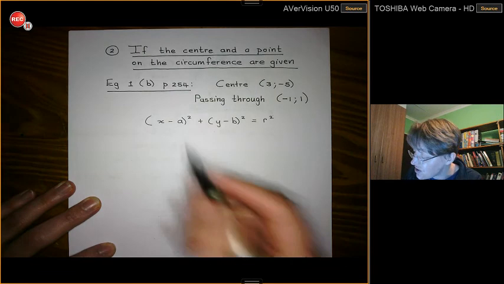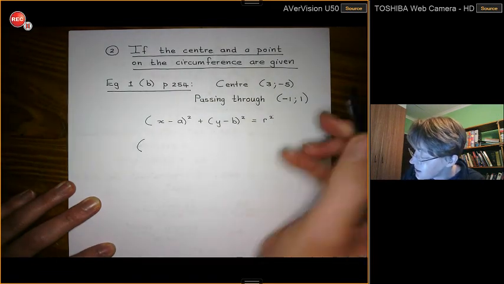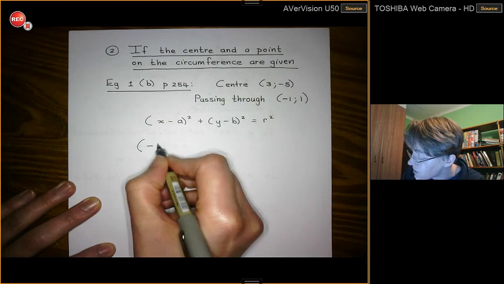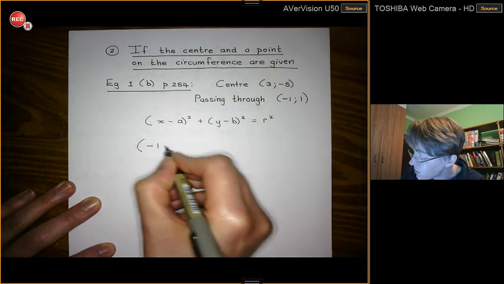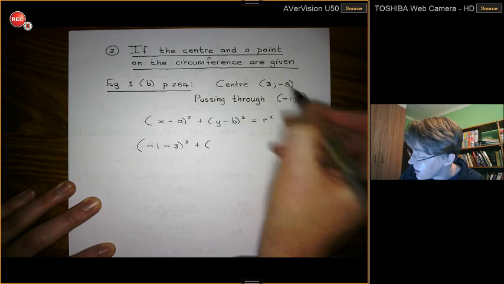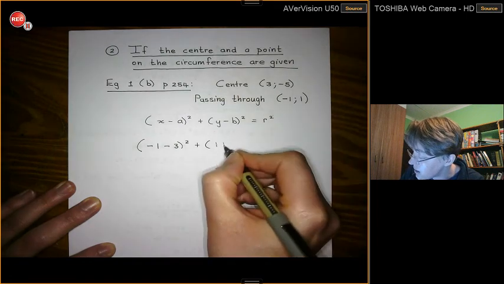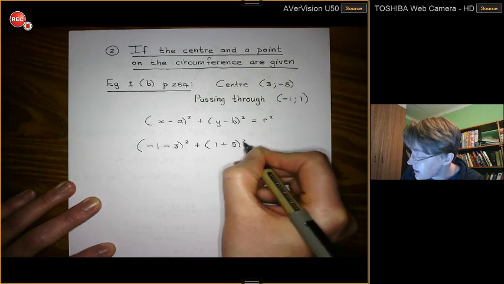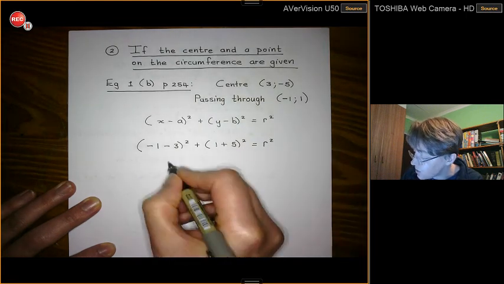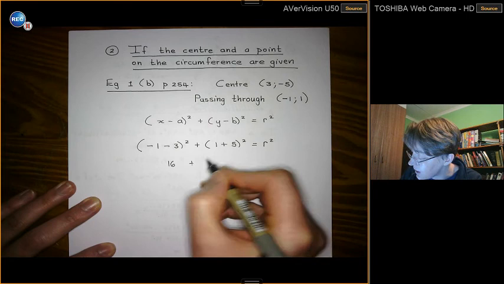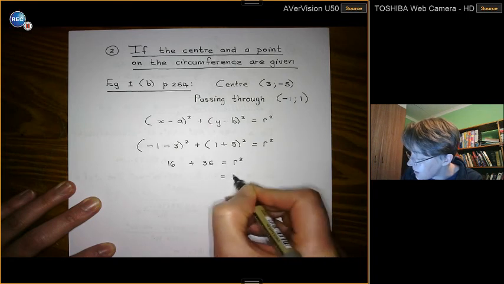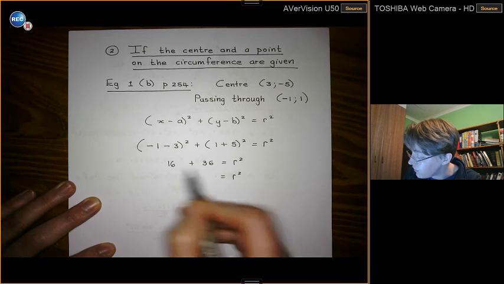So that's why I can just sub in there, and I can say, okay, first the point on the circumference: -1 minus 3, squared, plus 1 minus -5, so 1 plus 5, squared. And that is going to be equal to the radius squared. So this is going to be -4 squared, which is 16. This is going to be 6 squared, which is 36. That means the radius squared here is going to be equal to 52.